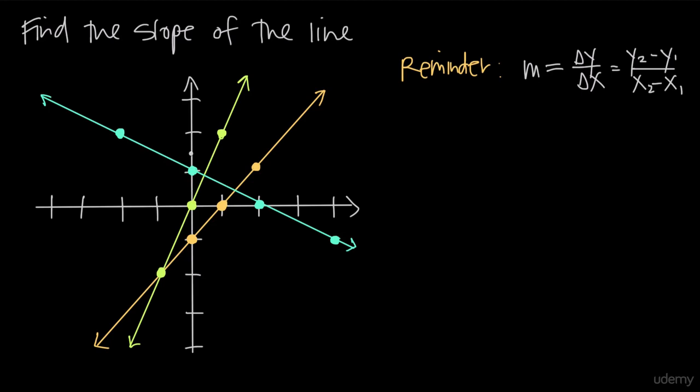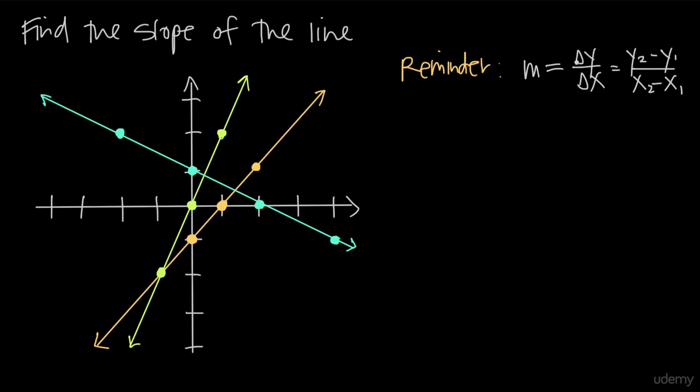Rise meaning how fast do I go up, what's my change in y? Run meaning how fast do I go out along the x-axis, how fast do I go horizontally compared to vertically. So how do we define this mathematically? Well, we usually use m to define the slope. M means slope. And m is going to be equal to the change in y over the change in x.